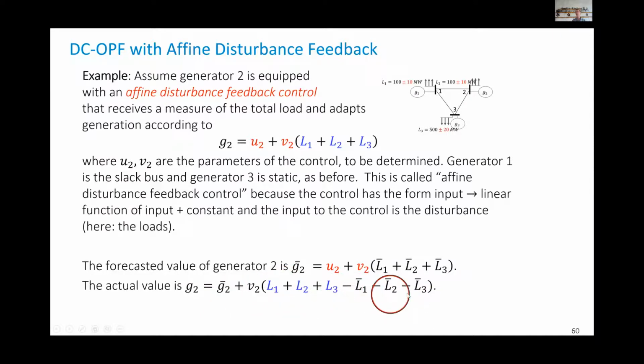That is another way of writing exactly the same as before, but here I've expressed the unknown part of the disturbance, the deviation from its expectation here. So we see that the true value will be the fixed value, like we had before, plus it will adapt here to whenever the true value L1, L2, L3 is revealed here.